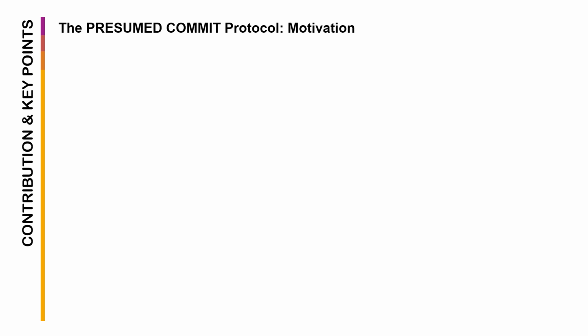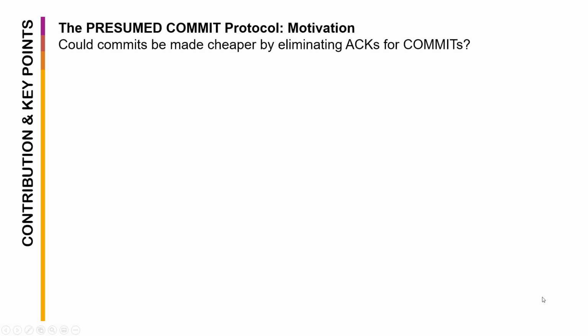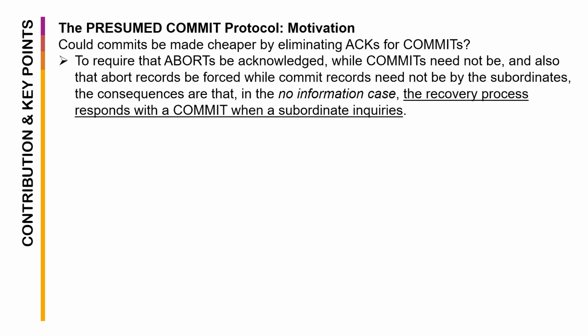Now let's look at the presumed commit protocol. So the question here is, could commits be made cheaper by eliminating acknowledgements for commits? Now, in order to do that, we require that aborts be acknowledged while commits need not be, and also that abort records be forced while commit records need not be by the subordinates. The consequence is that in the no information case, the recovery process responds with a commit when a subordinate inquires.